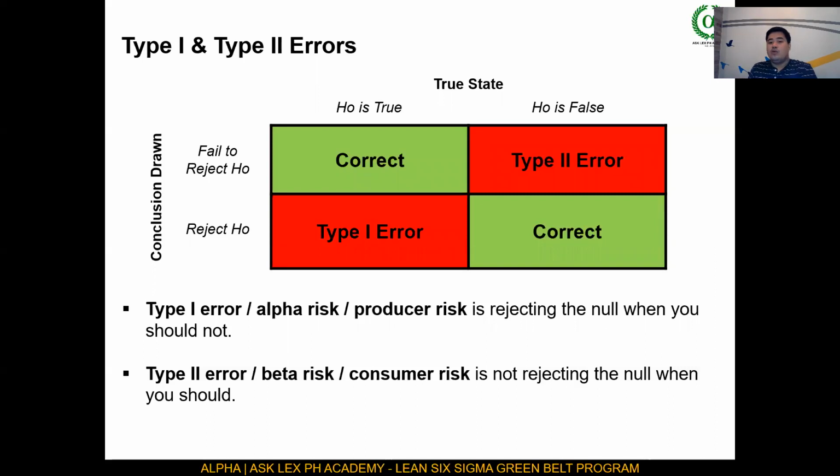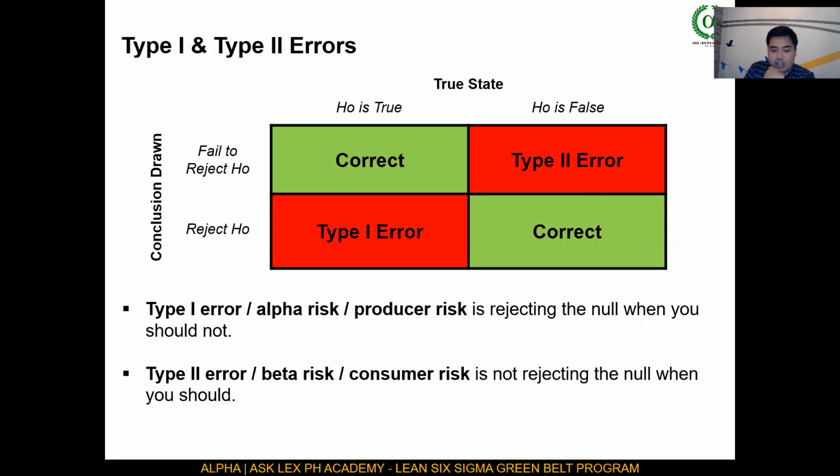Now, in doing such analysis, we are actually prone to committing errors. That is why we have to understand that there are two types of errors in statistics. We have what we call type 1 and type 2 errors. So let's focus on determining how we can detect a type 1 and a type 2 error. On the y-axis, we have the conclusion drawn, given by fail to reject H0 and reject H0. And on our x-axis, we have the true statement, whether H0, the null hypothesis, is true, or whether the null hypothesis is false.